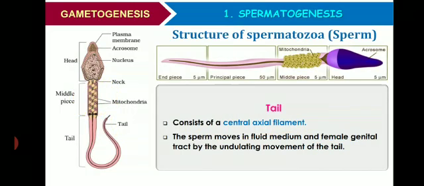So this is what we have about the structure of a sperm cell, which is again an important question. As I said, the sperm cell is divided into three parts: head, middle piece, tail.